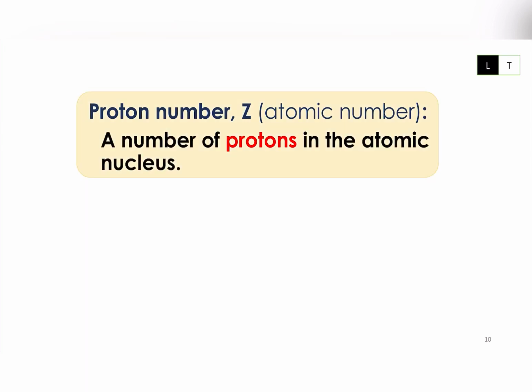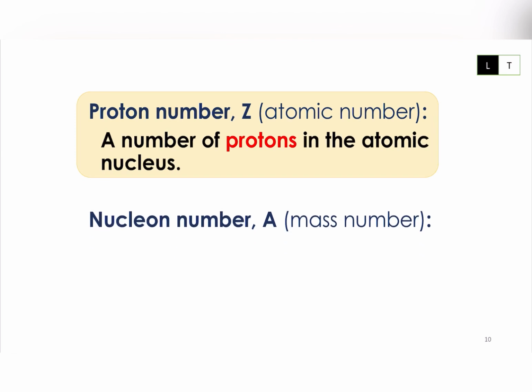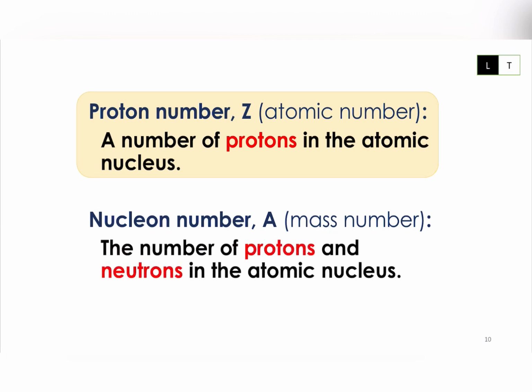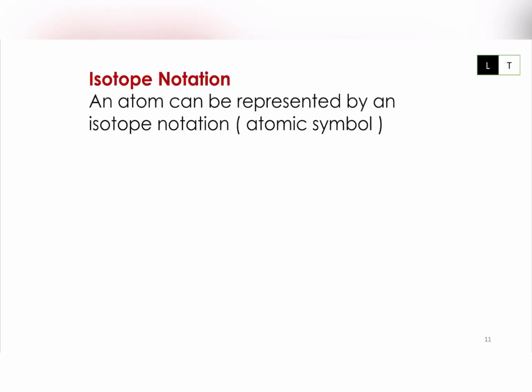Next, I want to introduce to you the nucleon number. The symbol is capital A, the same as for proton number, capital Z. The other name for nucleon number is mass number. It is the number of protons and neutrons in the atomic nucleus, so it is a summation of protons and neutrons. These two are very important for you to use in order to write the isotope notation.